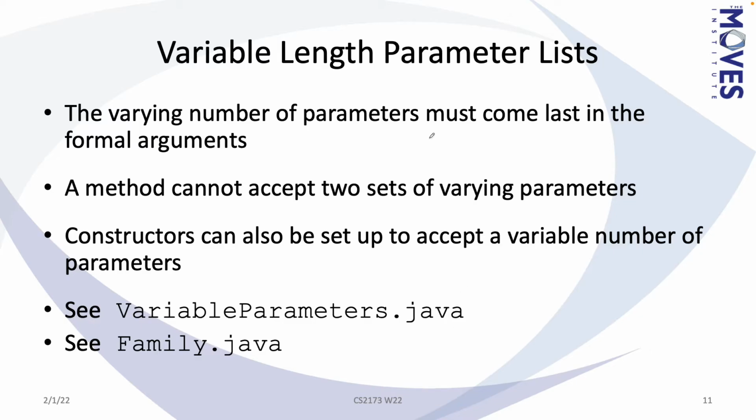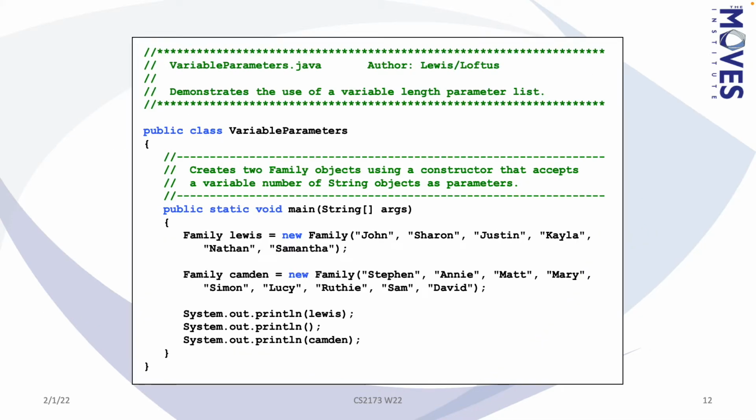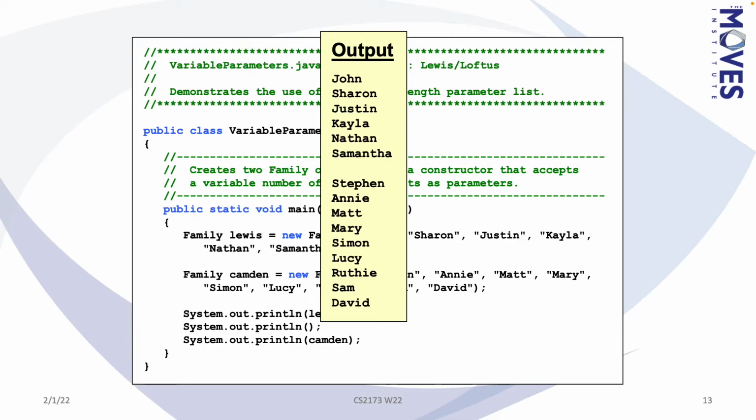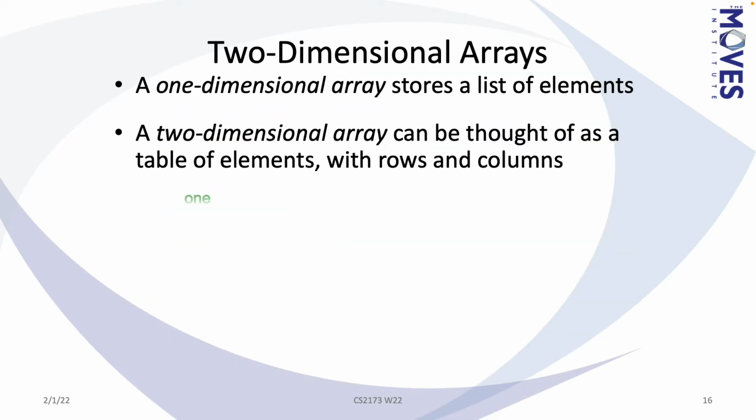Okay, yeah, as I said, it must come last, and you can't have 2 of them. You can only have 1. You can do them in constructors and methods. Okay, that was their little example that we went through.